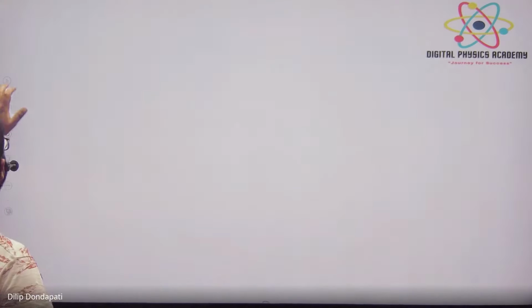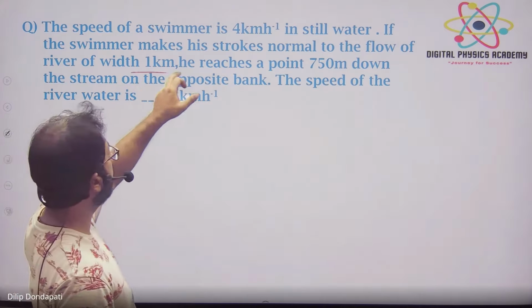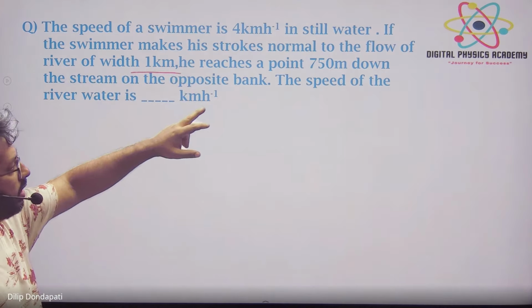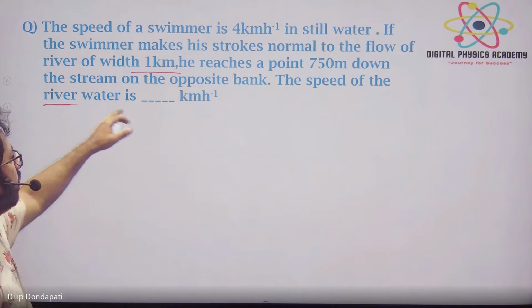So yesterday's class का continuation, we are doing JEE Mains questions. Solve करो and tell the answer. The speed of a swimmer is 4 kilometers per hour in still water. If the swimmer makes his stroke normal to the flow of river, width is 1 kilometer, he reaches the point 750 meters down the stream on the opposite bank. The speed of the river is how much?